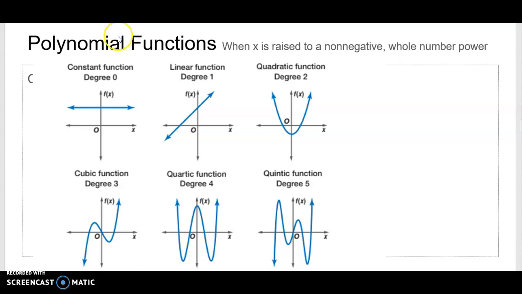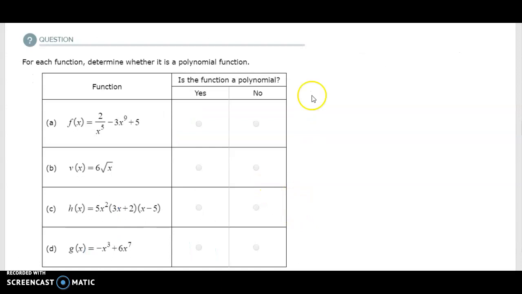Now that we've talked about what a basic function is, we're going to talk about how to identify polynomial functions. It's when the x is raised to a non-negative whole number power. So here this would be like x to the 0, which would just be like a 1 or a constant. Linear function would be x to the first. Quadratic would be x squared, x to the third, x to the fourth, x to the fifth. Notice how all of these are whole numbers, and that is how we know something is a polynomial function.